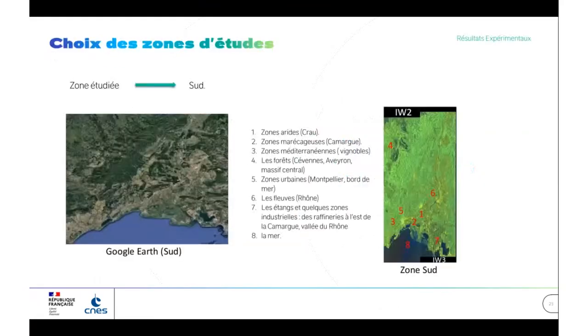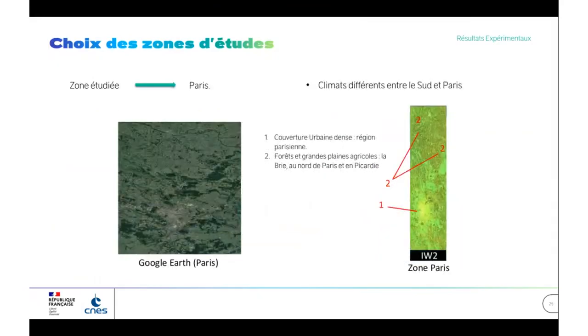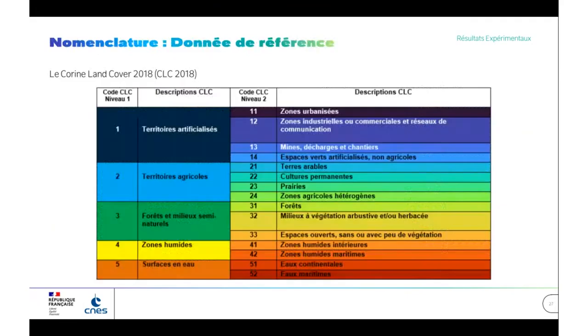And so here we go. We can go and look at a few results. We chose two different study areas. One was the south of France. The other one is in Paris. And so we tried different combinations of training and testing in these various areas.